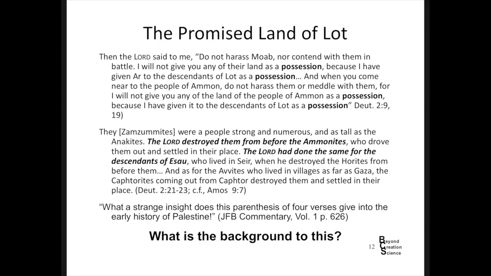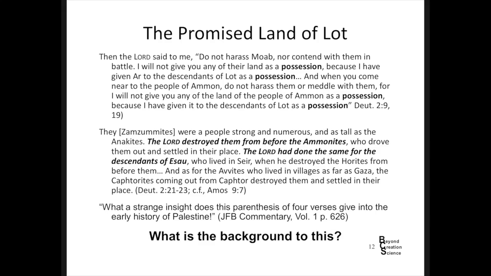Here's what God told Moses when Israel came near to their promised land. Then the Lord said to me, do not harass Moab, nor contend with them in battle. I will not give you any of their land as a possession, because I have given Ar to the descendants of Lot as a possession. And when you come near to the people of Ammon, do not harass them or meddle with them, for I will not give you any of the land of the people of Ammon as a possession, because I have given it to the descendants of Lot as a possession.